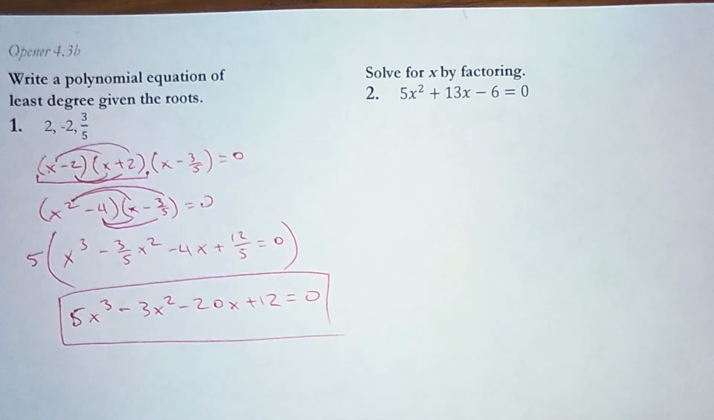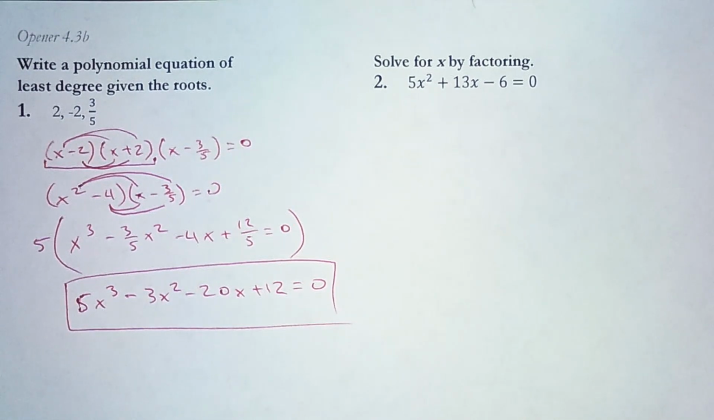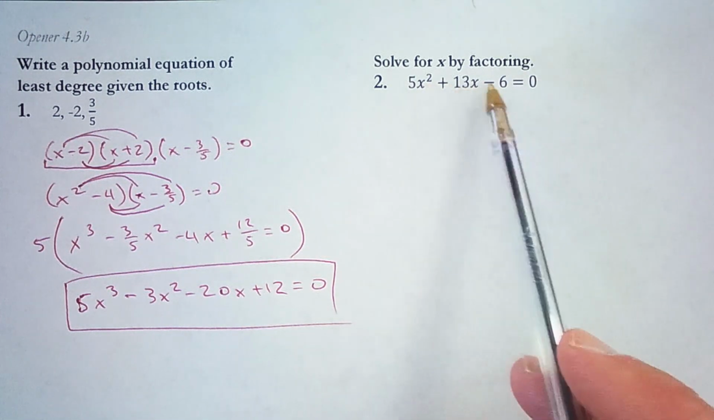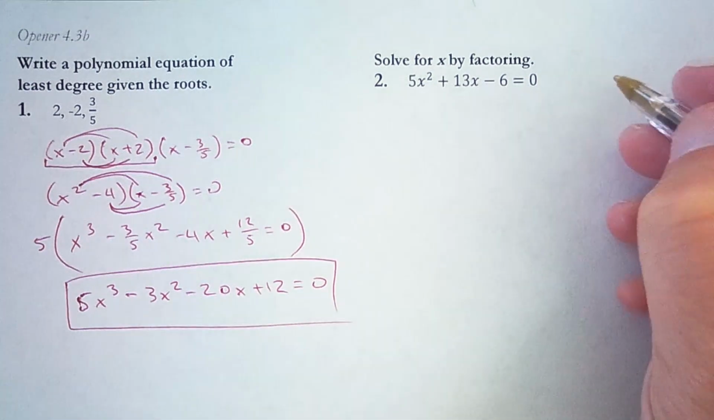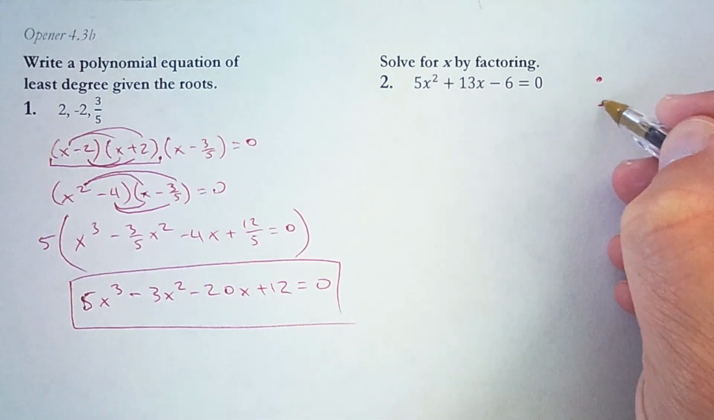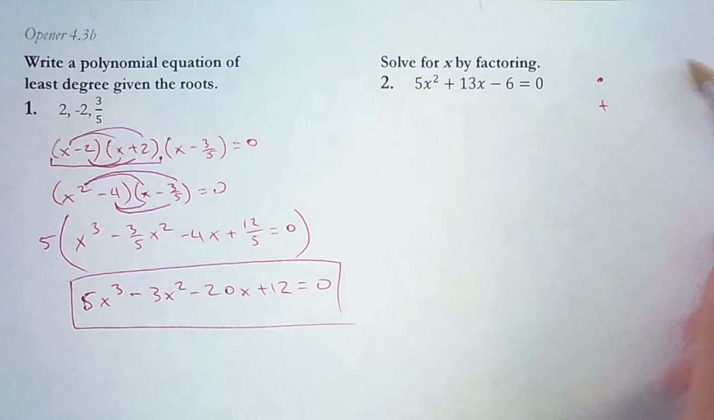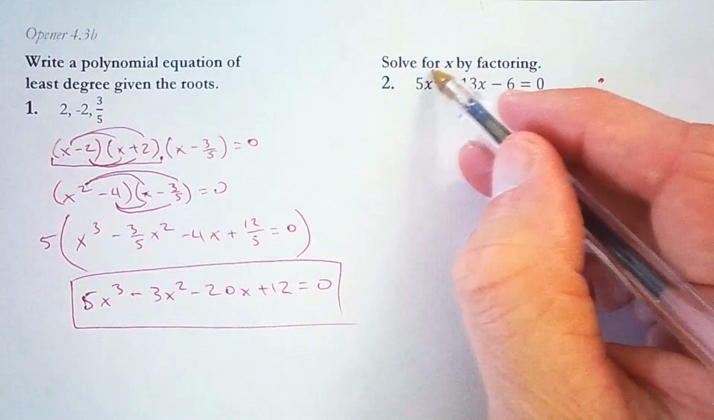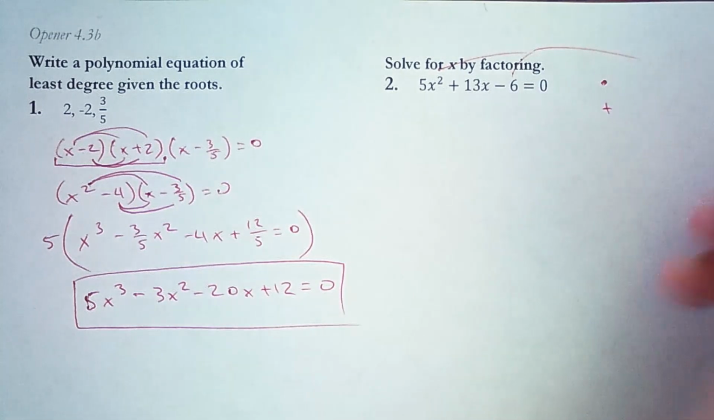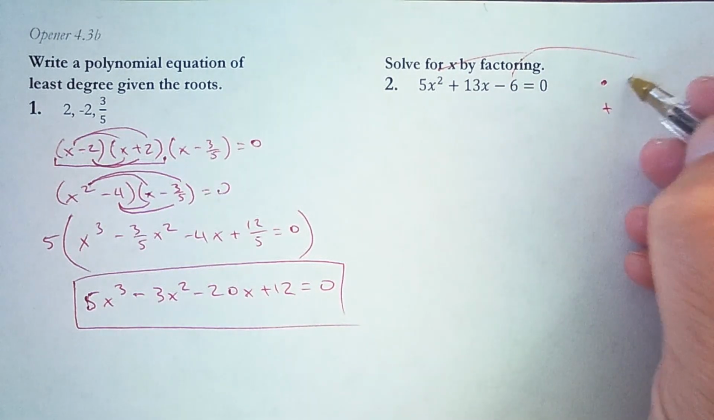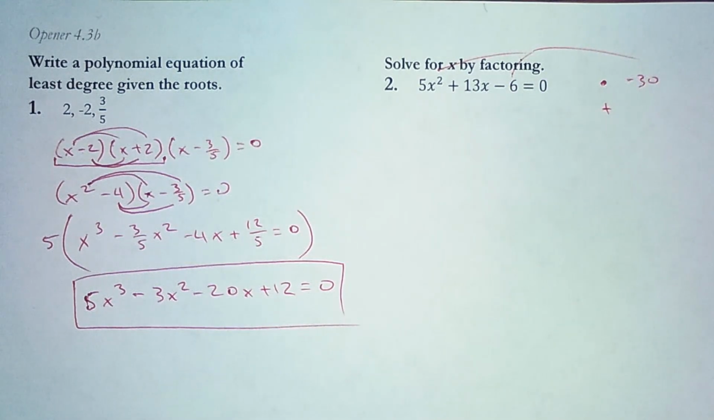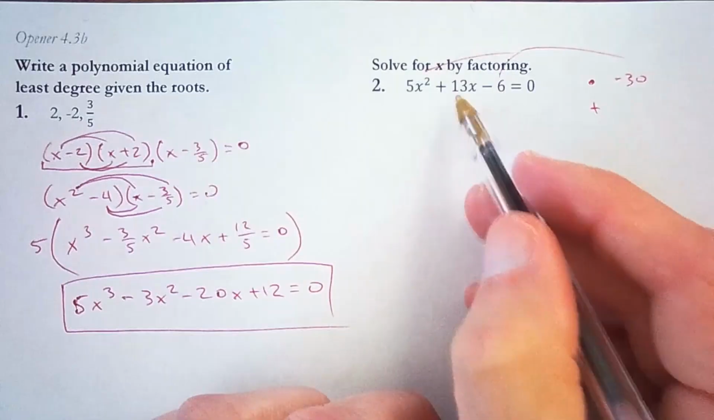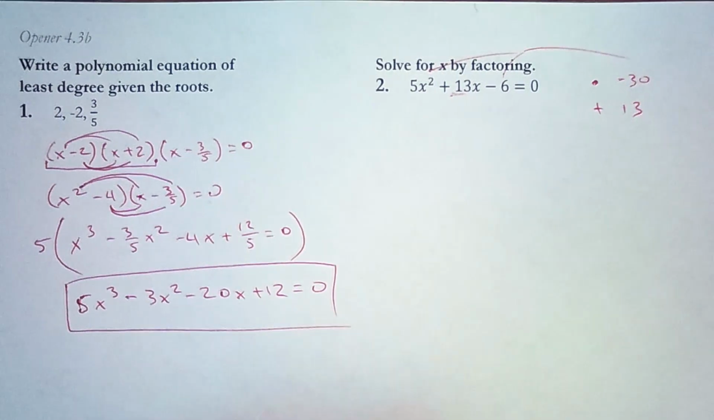Next up, we are going to solve this equation by factoring. The first thing I look for anytime I want to factor is a GCF, a greatest common factor, other than 1, but I don't see that here. So we'll go straight to what we need to multiply and what we need to add to. We're going to find two numbers that multiply to 5 times negative 6, which is negative 30. I need two numbers that multiply to negative 30 and add up to 13.